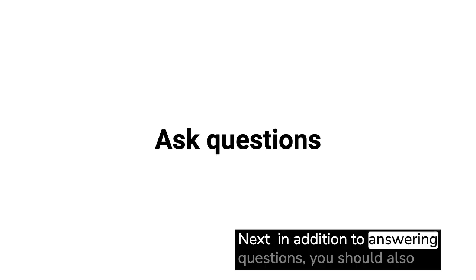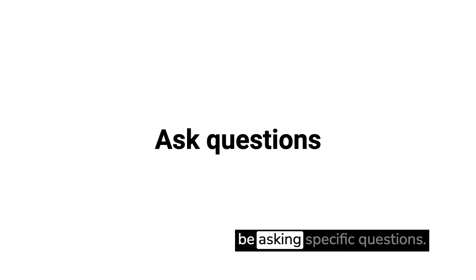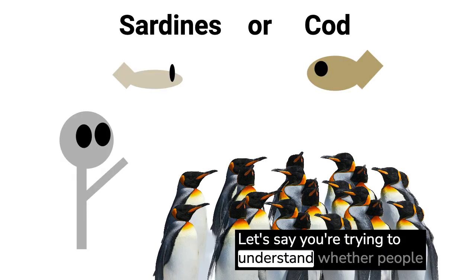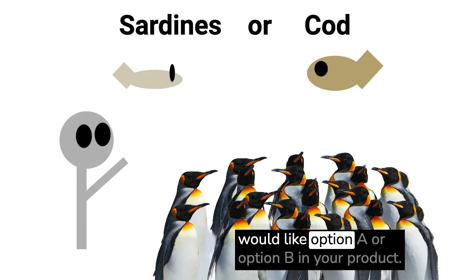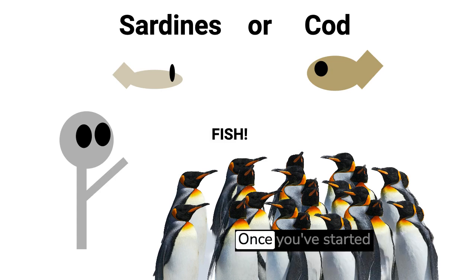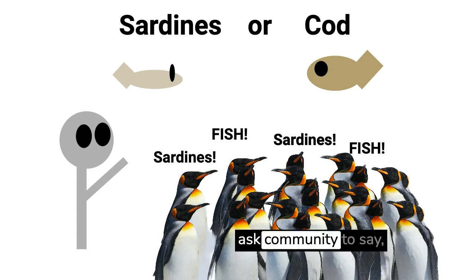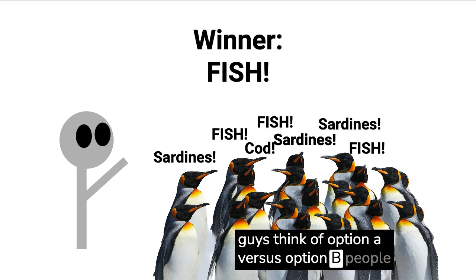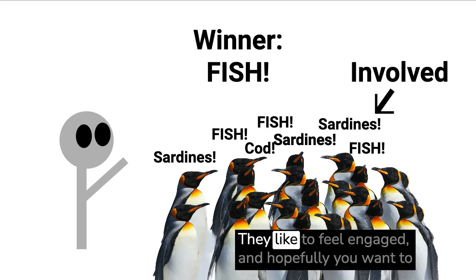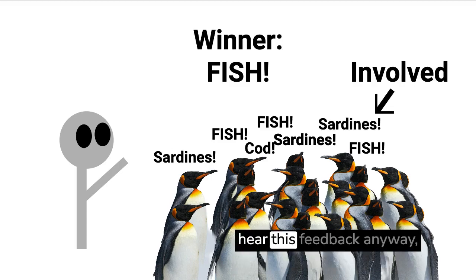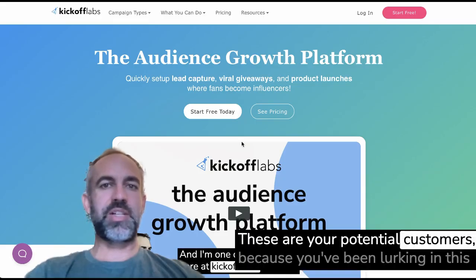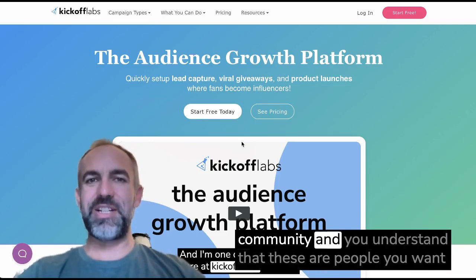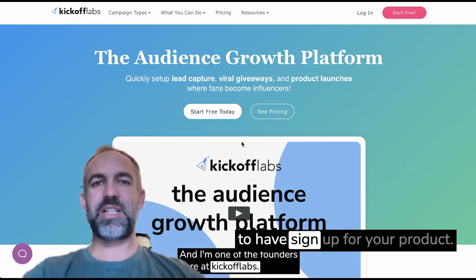Next, in addition to answering questions, you should also be asking specific questions. Let's say you're trying to understand whether people would like option A or option B in your product. Once you've started participating in the community, ask the community, say, hey, we're looking at building this. What do you guys think of option A versus option B? People like to feel like they're involved. They like to feel engaged. And hopefully you want to hear this feedback anyway, because these are your potential customers, because you've been lurking in this community and you understand that these are people you want to have sign up for your product.